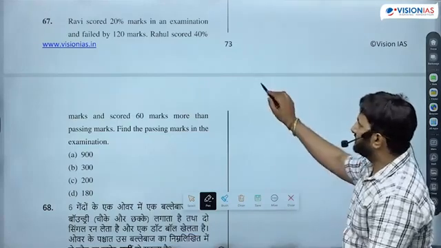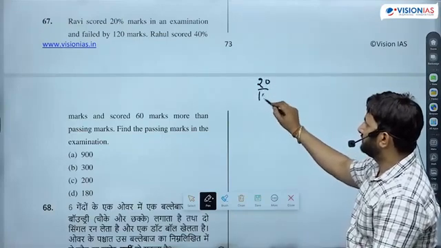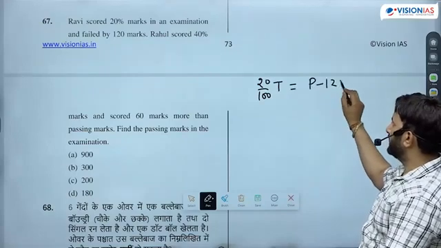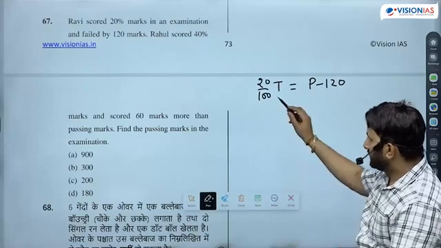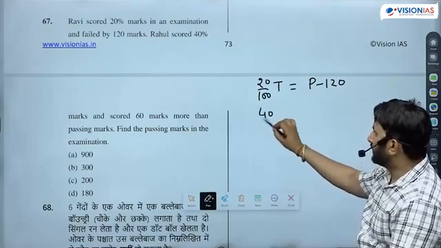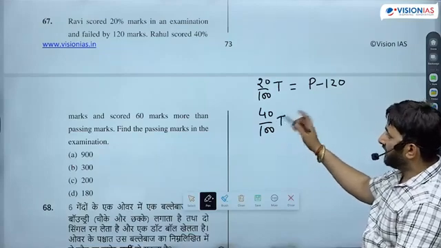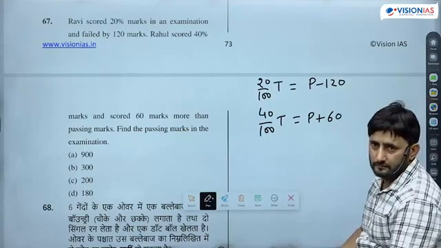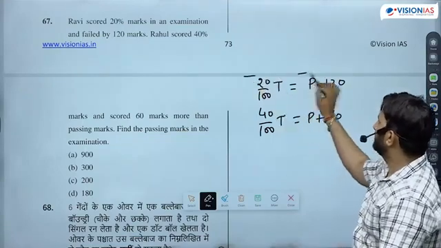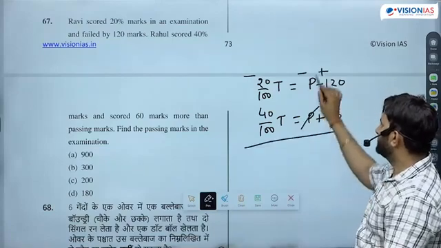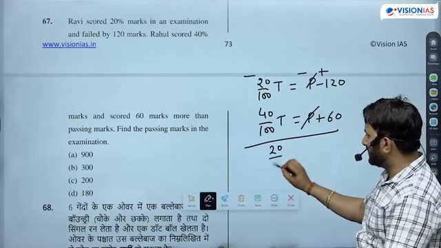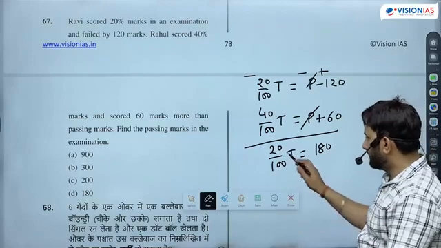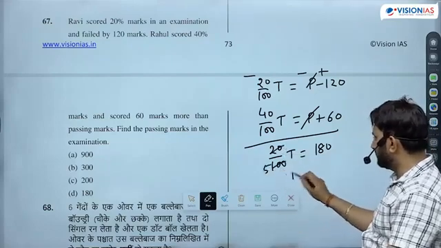देखो, Ravi is getting 20% of the total. That is equal to passing marks minus 120. ठीक है? His friend got 40% of the marks and he passed by 60 marks. So that is passing plus 60. Second minus first करो आप. So P will get cancelled. What you will get? 20% of the total is equal to 180. From here we can say that total is equal to 900.